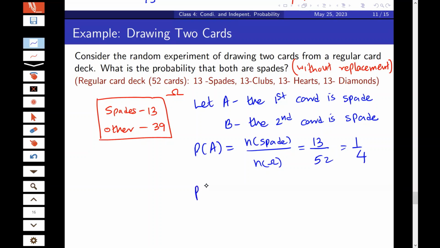Now let's see what is the probability of B given A. That means after you take the first card, what is the probability that the next card is a spade. Since you are not replacing it, you should have a sample size of 51, and out of this 51 we have only 12 spades because you already picked one spade. So you take one from the numerator and one from the denominator. This has already happened, so now we find the probability of getting a second spade, which is 12 over 51.